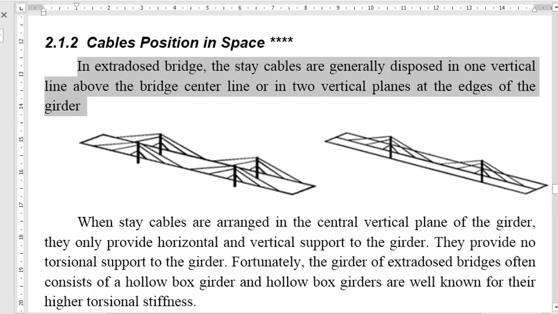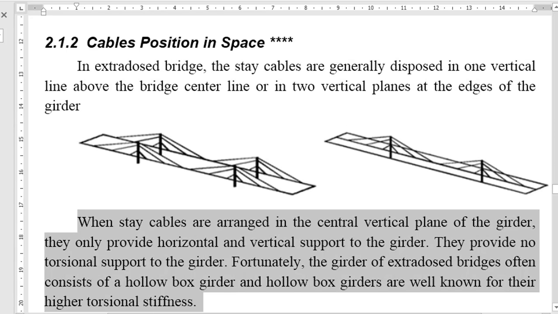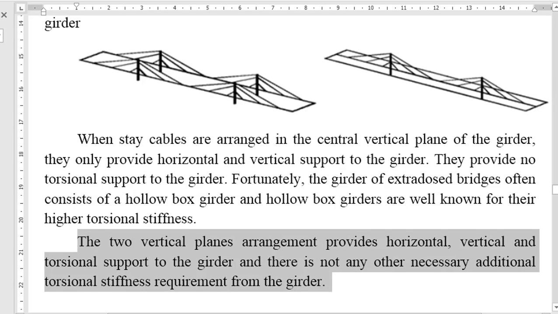In extradosed bridges, the stay cables are generally disposed in one vertical line above the bridge center line or in two vertical planes at the edges of the girder. When stay cables are arranged in the central vertical plane of the girder, they only provide horizontal and vertical support to the girder. They provide no torsional support to the girder. Fortunately, the girder of extradosed bridges often consists of a hollow box girder, and hollow box girders are well known for their higher torsional stiffness. The two vertical planes arrangement provides horizontal, vertical and torsional support to the girder, and there is not any other necessary additional torsional stiffness requirement from the girder.